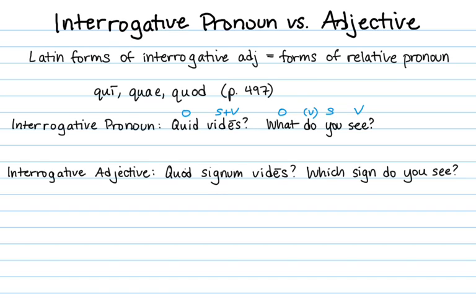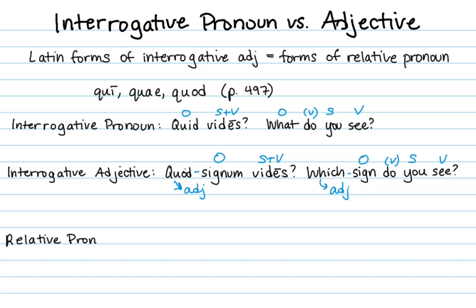Which sign do you see? Quod is now an adjective telling us more about signum, sign. Which sign do you see? That's different from what do you see. So this is an interrogative adjective. It's interrogative because it still asks a question, but it's an adjective because it modifies the noun signum. You'll notice that the form of the adjective is spelled with quod with an O, and the pronoun is spelled with an I, quid.